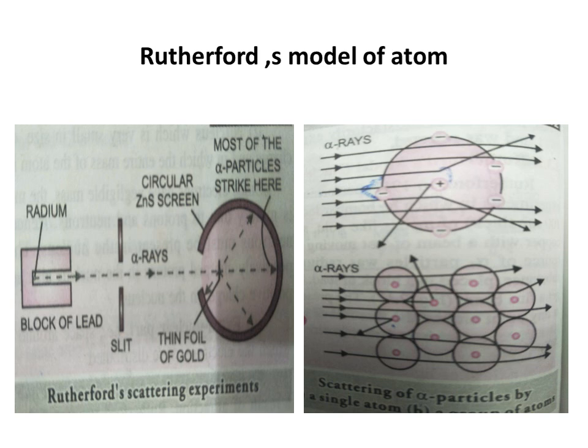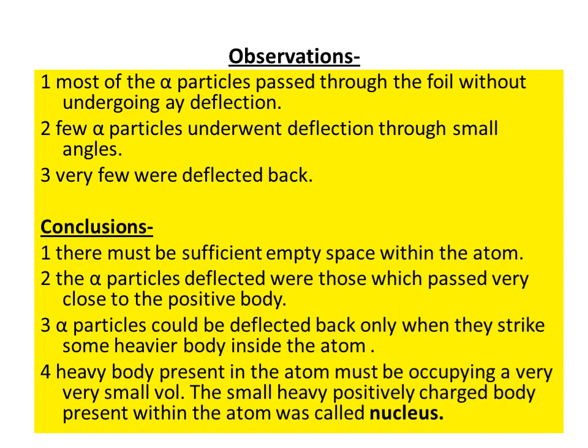The presence of alpha particles at any point around the thin foil of gold after striking the thin foil was detected with the help of a circular zinc sulfide screen. From these experiments, Rutherford made the following observations.